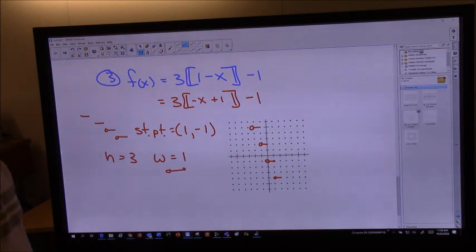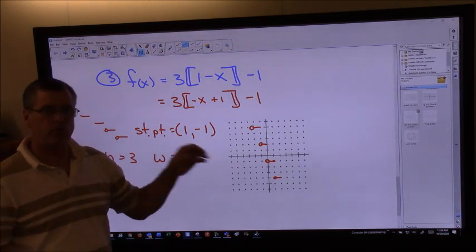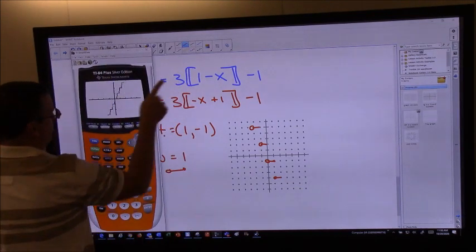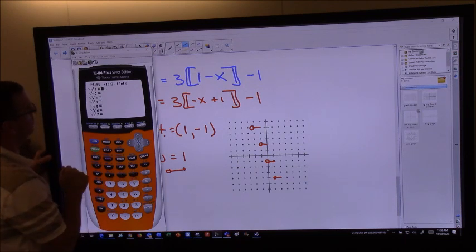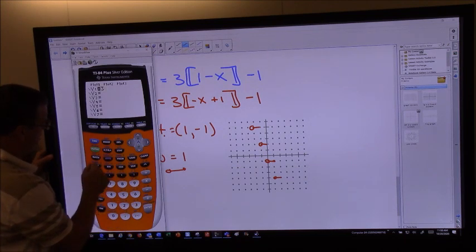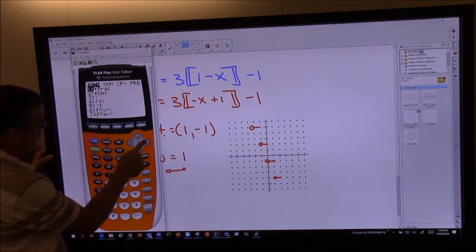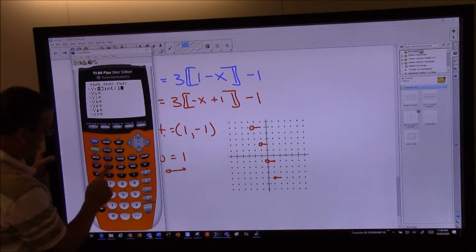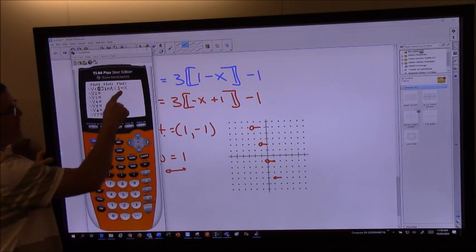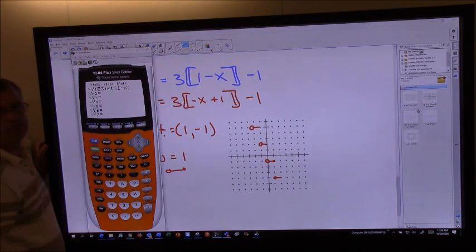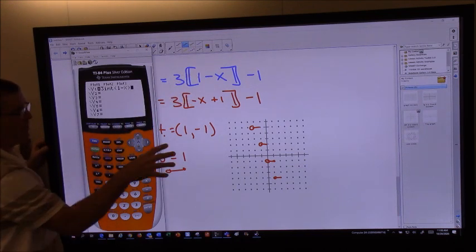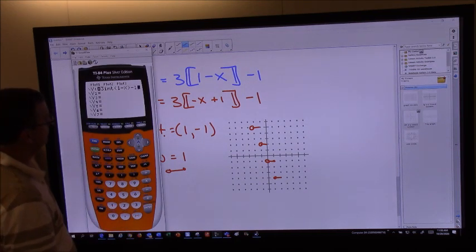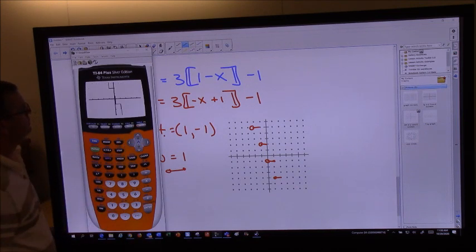There it is. Now remember, you can check these with your graphing calculator. If I go back and I graph this function, so let me just clear that off. I've got 3 times the greatest integer function, which is under the num menu. I've got 1 minus x. And even though I don't like to write it this way, I'm going back to the original function. Just want to make sure that my picture matches that original equation. Minus 1.